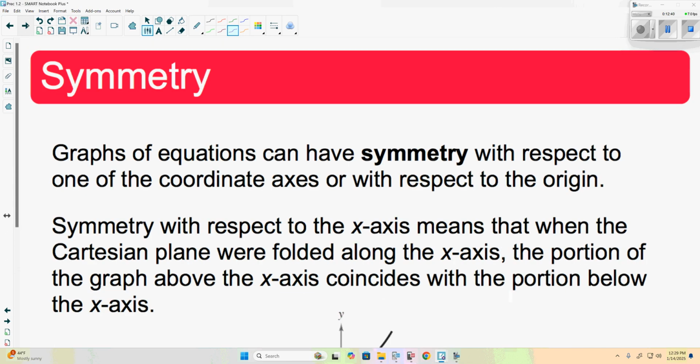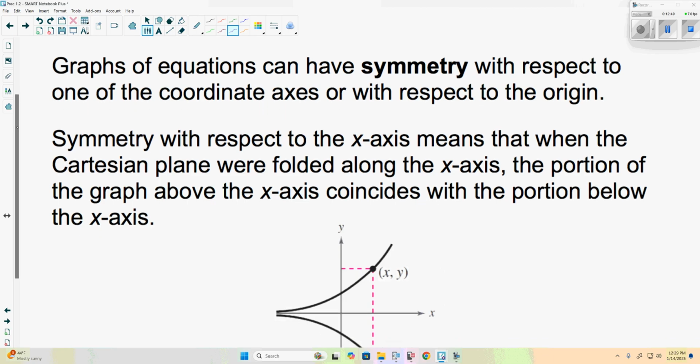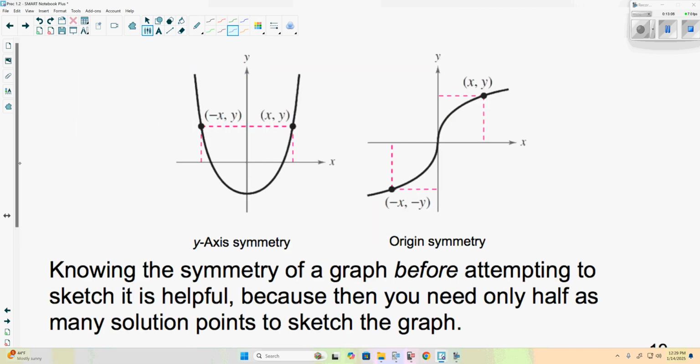Symmetry. Graphs of an equation can have symmetry with respect to one of the coordinate axes or with respect to the origin. Symmetry with respect to the x-axis means that when the Cartesian plane is folded along the x-axis, it would mirror itself across that side, like this here. Or if we're talking about symmetry across the y-axis, it would mirror across like this here, negative x, comma y, x, comma y. Or across the origin, really we have this double flip.